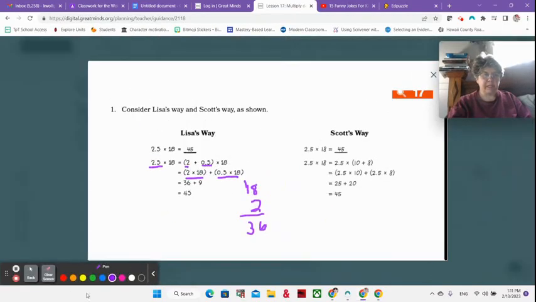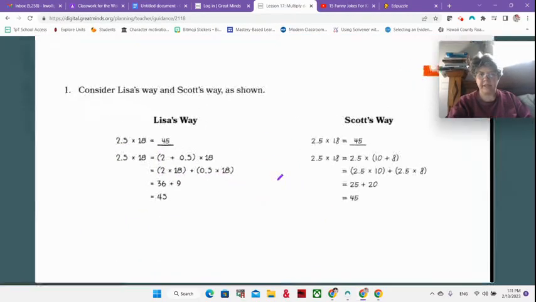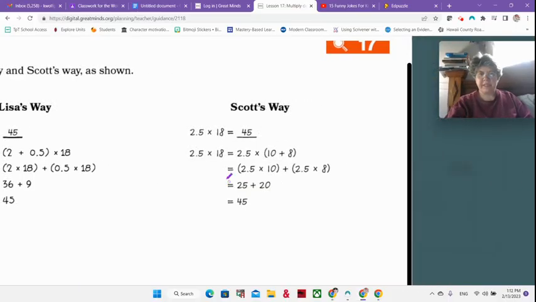All right, so let's check out Scott's way. And Scott's way is very similar, but instead of breaking apart the 2 and 5/10, Scott is going to break apart the 10 and the 8. So now we have 2 and 5/10 times 10 and 2 and 5/10 times 8. Once again, the 10 and the 8 came from the 18 right there. Now this could be useful because 2 and 5/10 times 10 just means we're going to move over on our place value chart, and 2 and 5/10 has become 25, right? 2 times 10 is 20, so we can double check it.